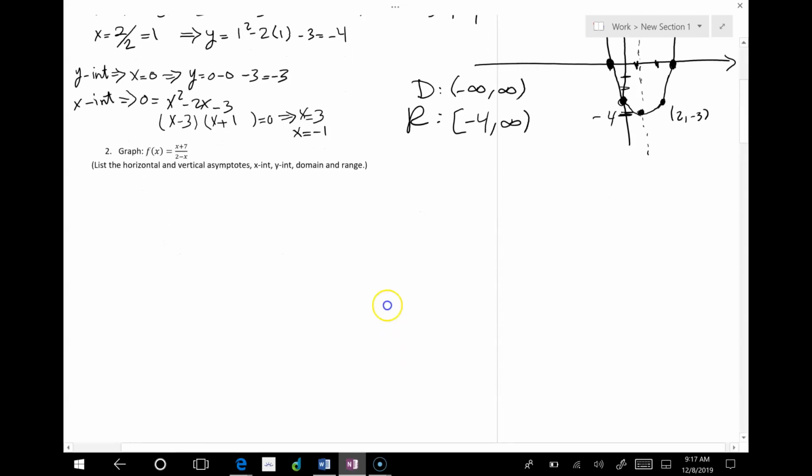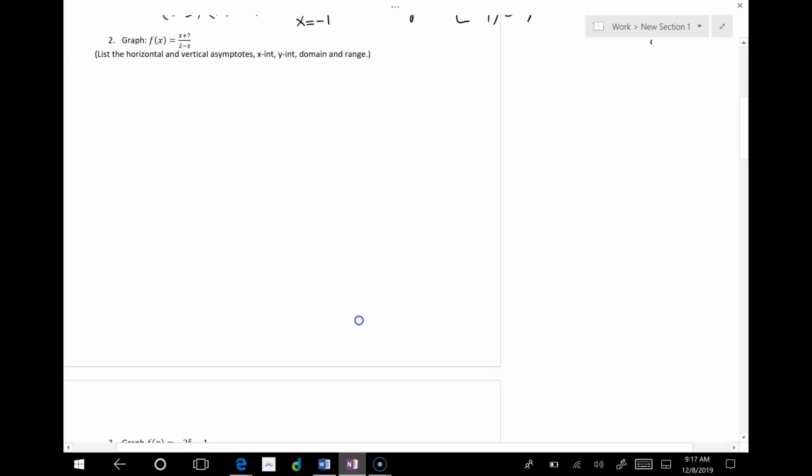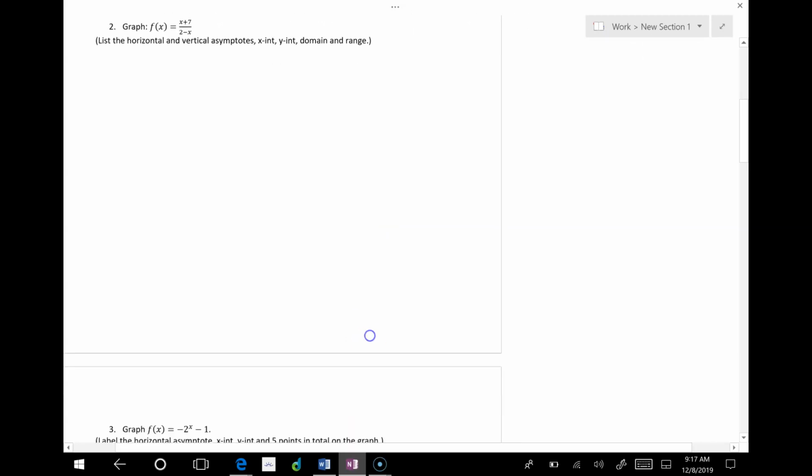Next question. It's graph of f of x equal to x plus 7 over 2 minus x. So this is a rational function, graphing a rational function. We need to find horizontal asymptote, vertical asymptote, x-intercept, y-intercept, and domain and range.